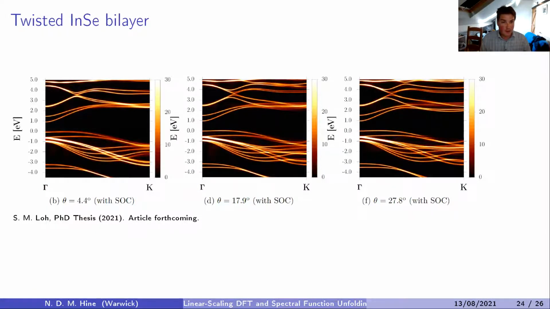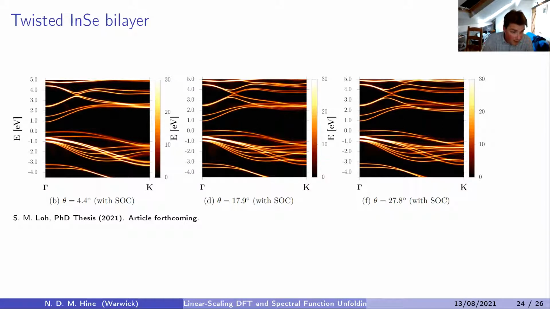Okay, just the last thing I want to talk about very briefly is work by Charmaine Lowe on the twisted InSe bilayer. She's been able to show this angle dependence of the hybridization here. We get a split off band emerging as a function of twist angle.